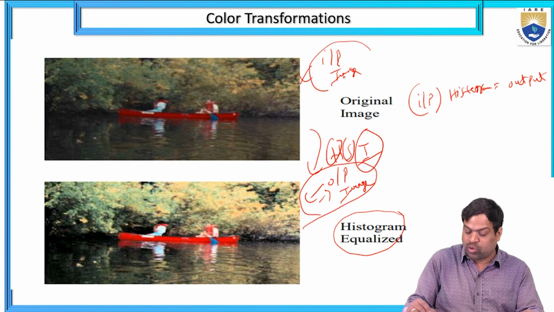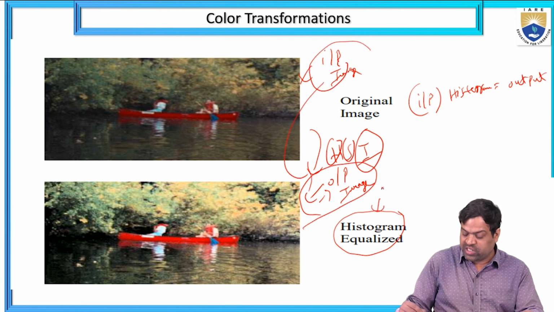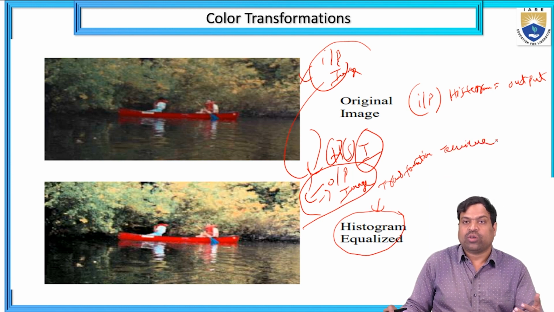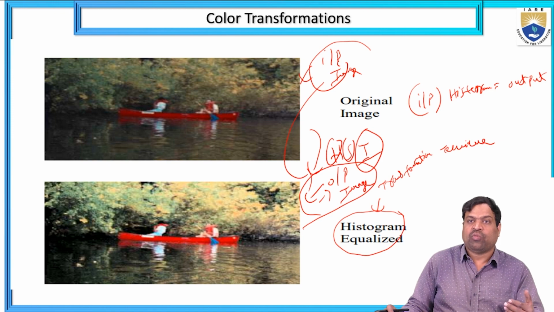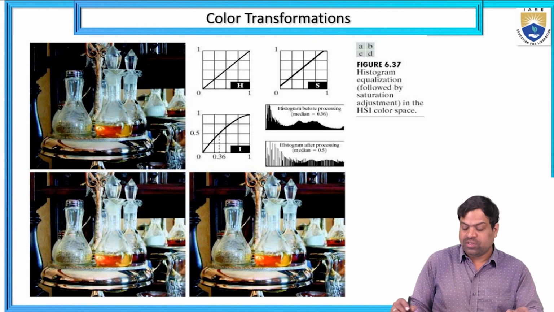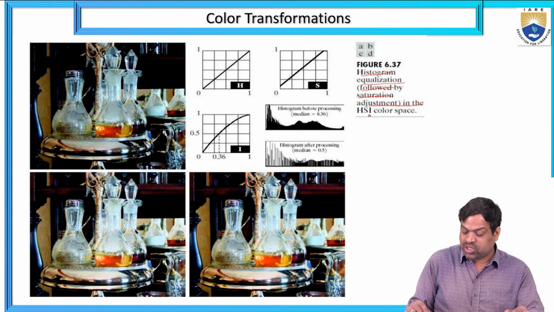So how am I getting input to output? I am using histogram equalization. It is a transformation technique. I use the transformation technique to convert to the output image. So the original image is the input image, and histogram equalization is the output. But what I applied here is the HSI technique. So it is another one: histogram equalization with saturation adjustment in the HSI color.